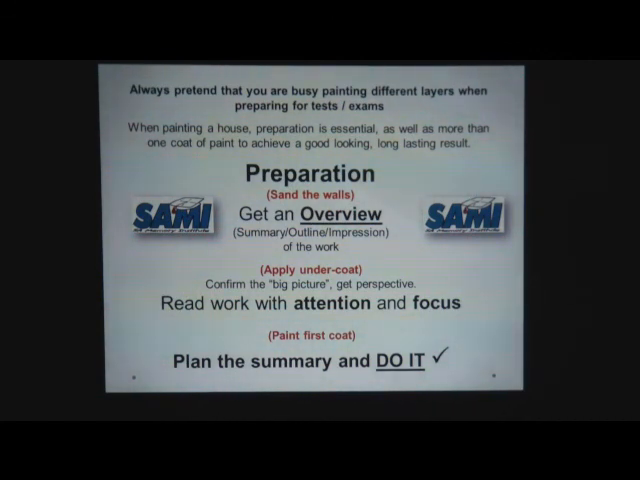In this way you can look at the summary, the outline or impression of the work. And then to apply, if you wish in the analogy, the undercoat, confirm the big picture, get perspective. Read work with attention and with focus. And then lastly, in your first coat, plan the summary and then do it.